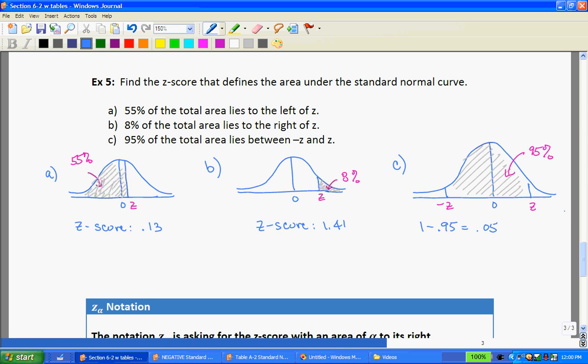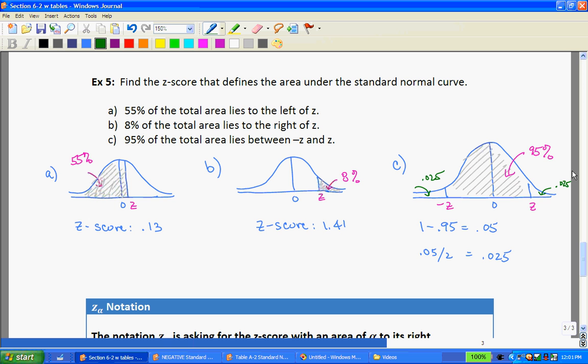Now that's the total area that's not in between. So that means that's this area here and this area here. But because I have the same value on each side, these two tails are symmetric. So I'm going to take that 0.05 and divide by 2, which gives me 0.025. So that means each tail is worth 0.025. And I really only have to find one of them to find out what that z-score is.